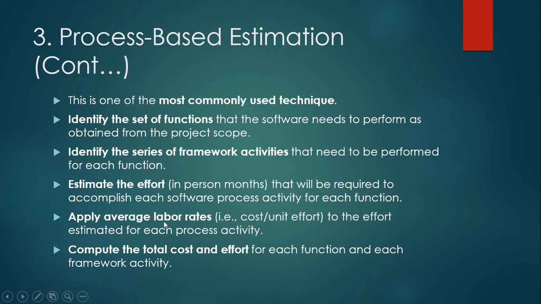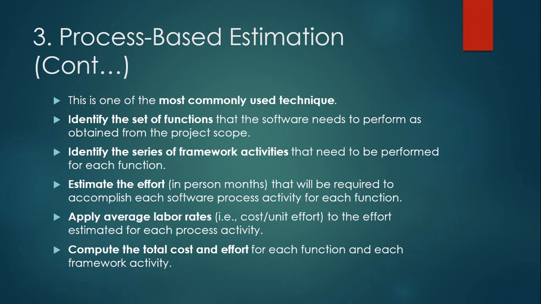Then we will apply the average labor rate, or we can say our cost, to the effort estimated for each process activity. In the last step, compute the total cost and effort for each function and each framework activity. So we will have individual cost and effort for all the framework activities.